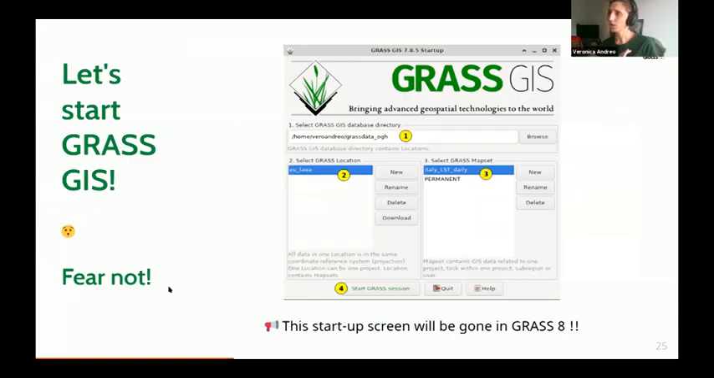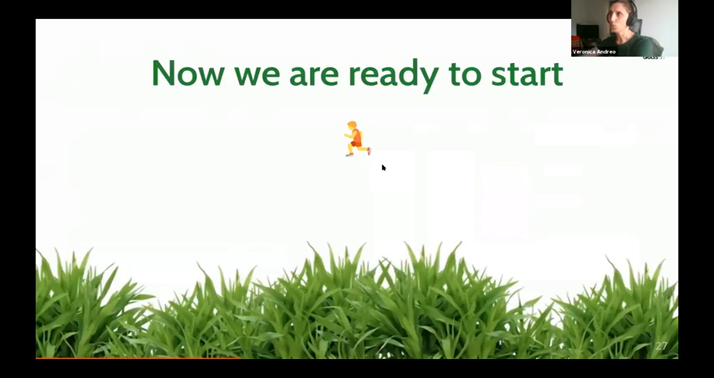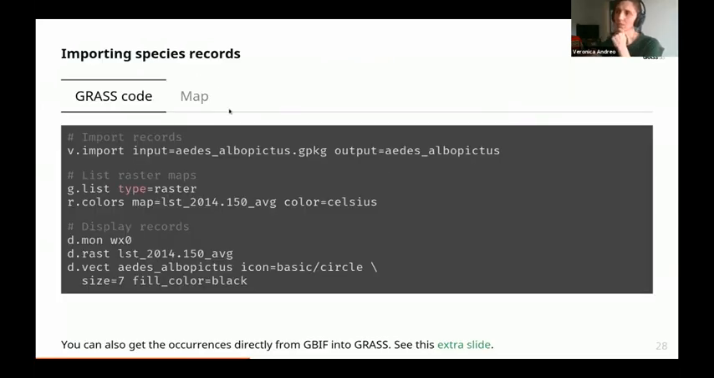So when you start GRASS, you are asked for these 3 clicks. Basically, you are being asked for a path, which is composed of this GRASS data, then the location, and then the map set. GRASS needs that to start. You can follow this link or the extra slides at the last part of the presentation for more details. Okay, so we start GRASS. Now we're ready to start.